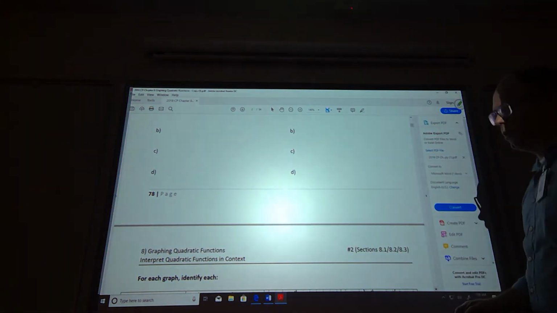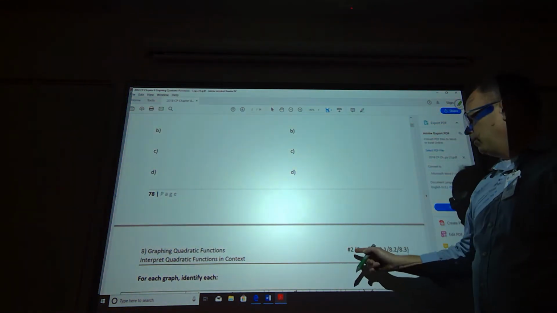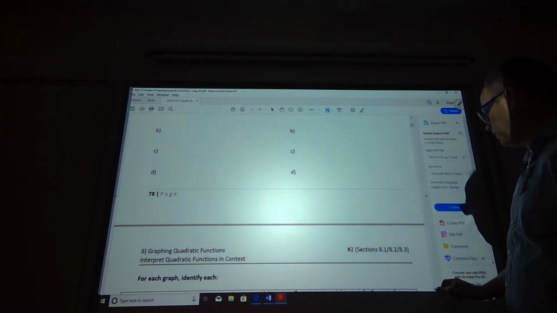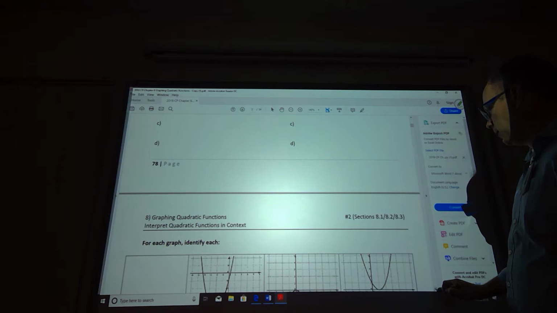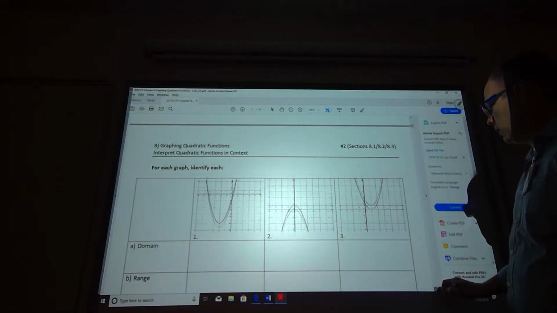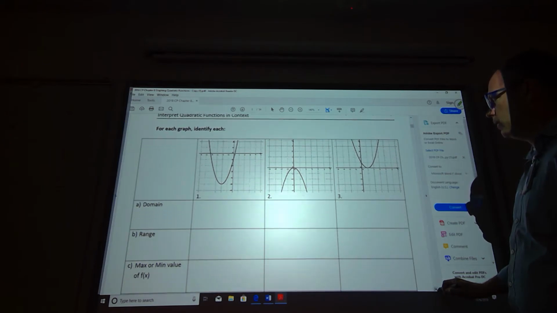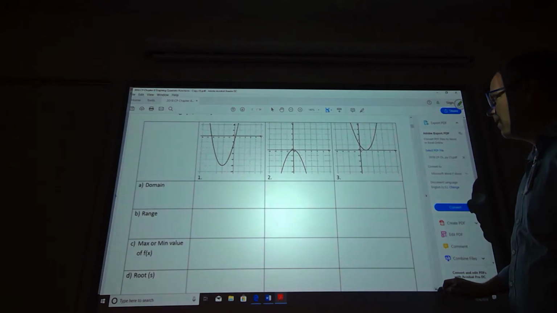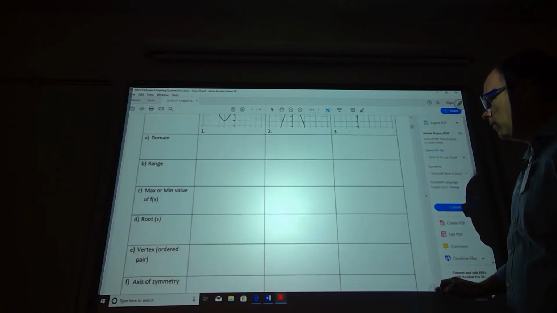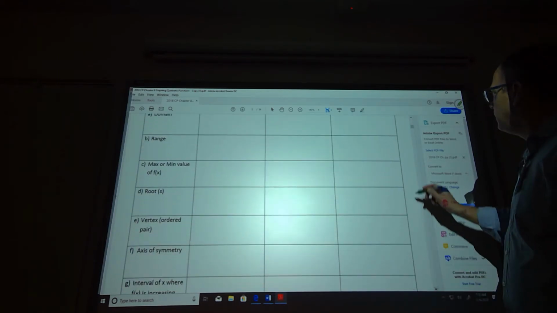Hi guys, this is for worksheet number 2, graphing quadratics 8.1, 8.2, and 8.3. So bring this on down. Let's take a look at what we have here. Okay, so we want to answer the question about the domain, the range, any roots, anything further. We'll fill that in as we go down, okay?